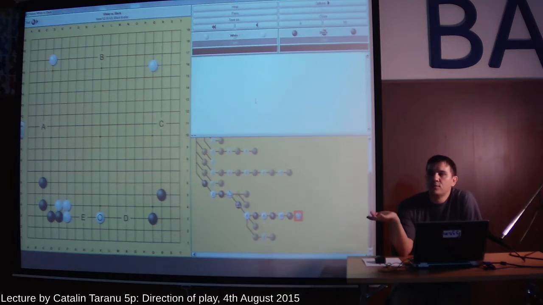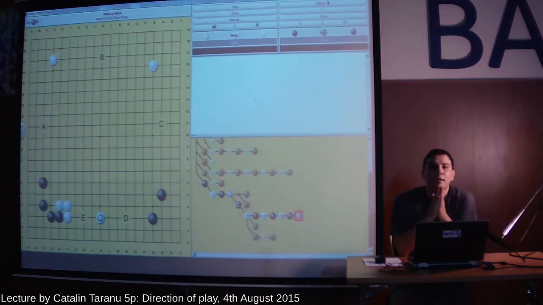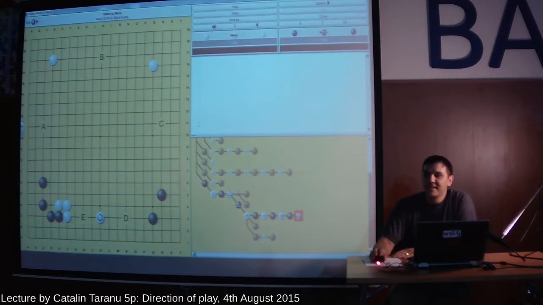Before deciding the actual move of this game, the next move, we have to decide which area we would like to play. A, who votes for A? Okay. B, we have some people who like B actually. C, okay, very democratic. We have people for every move, I see. And D, okay. E, I'm hoping nobody raises a hand.